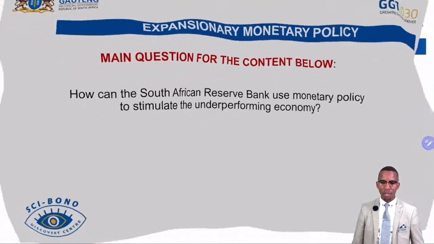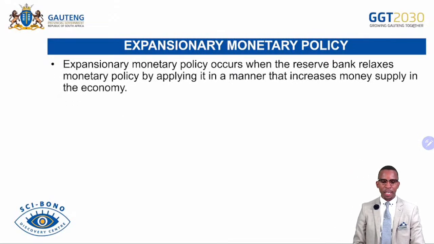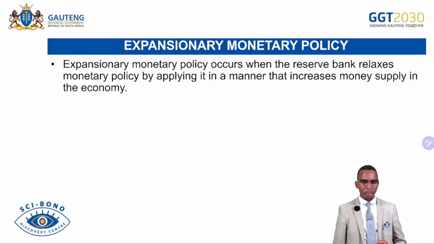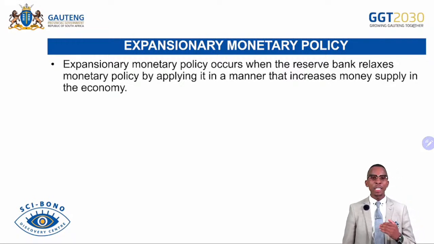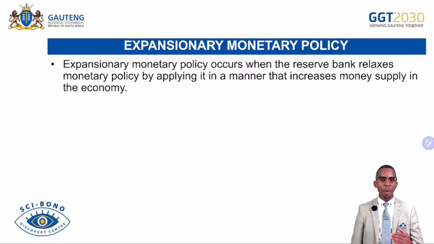Then let's see the content. The expansionary monetary policy. This is the policy that occurs when the Reserve Bank relaxes monetary policy by applying it in a manner that increases money supply in the economy. So for us to expand, there must be more money supply. You can't expand the economy if there's less money supply. There must be more money supply available.